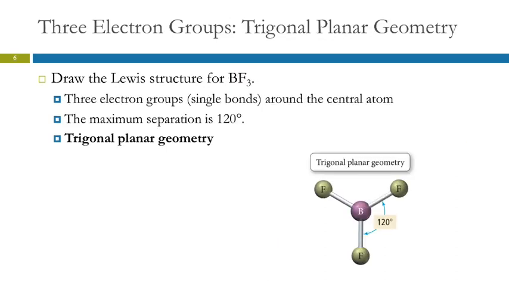Let's look at BF3. So BF3, we'll put the boron in the middle and put the fluorines around it. And then we put in all our valence electrons. And we end up short of an octet for the boron.